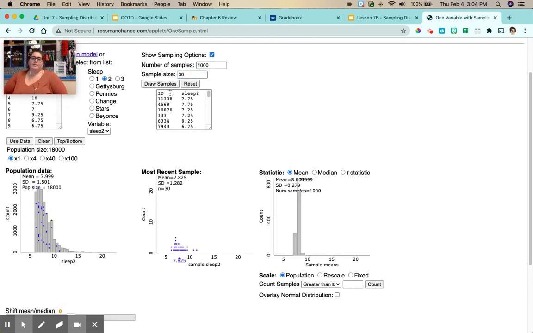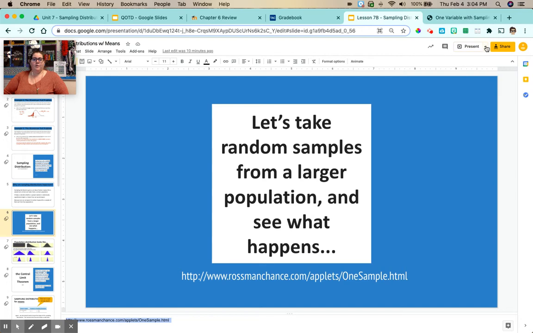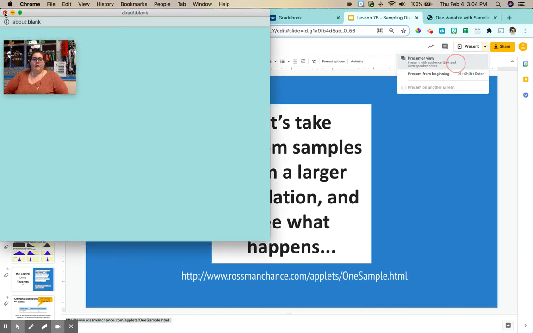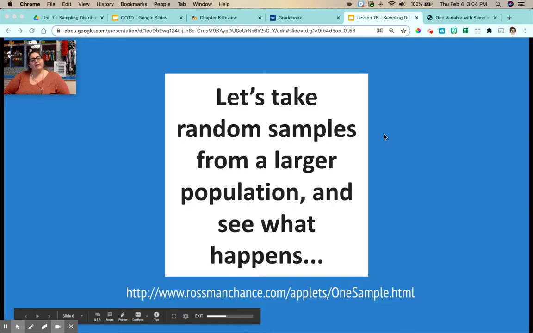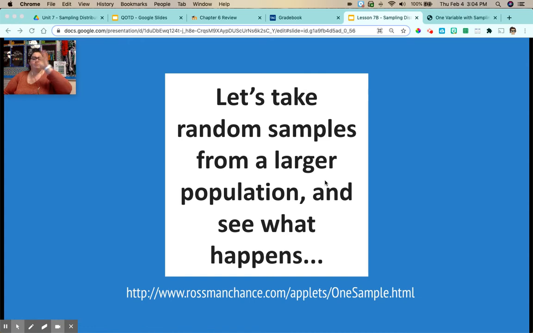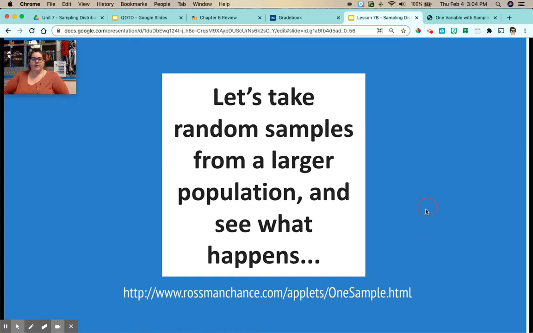So this is a really good website to play with and really mess with the sampling process and how that affects our sampling distribution when we're dealing with means. So I'm going to go back over here to my slideshow, and really put some context to that and put a summarization on it.